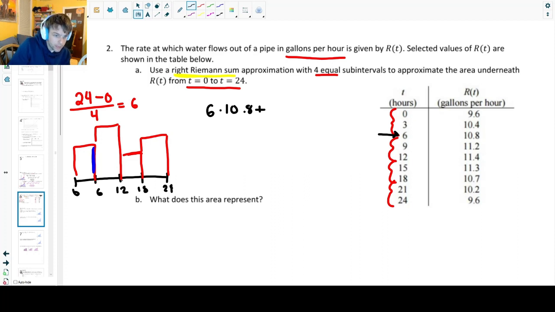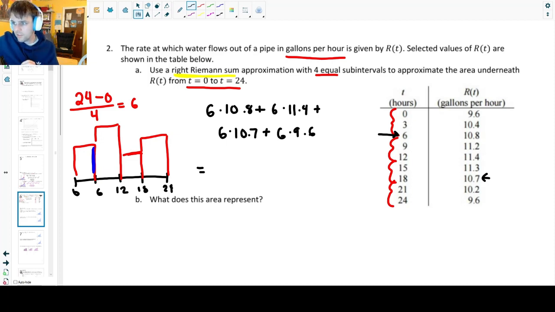plus, again, another width of 6 times the output here at 12, which would be 11.4, plus another one width of 6, right, 6 units here, times the output at 18, which is 10.7. And then finally, this last rectangle here, again, width of 6 times the output at 24, which is 9.6. So I'm going to go ahead and calculate all that.